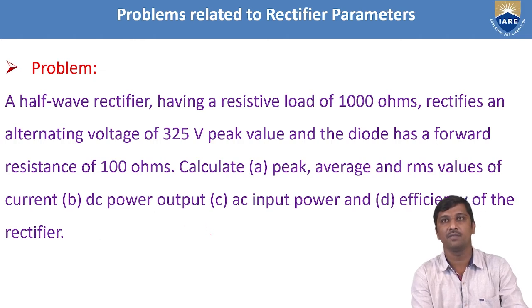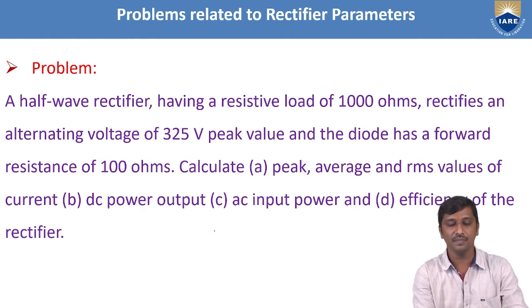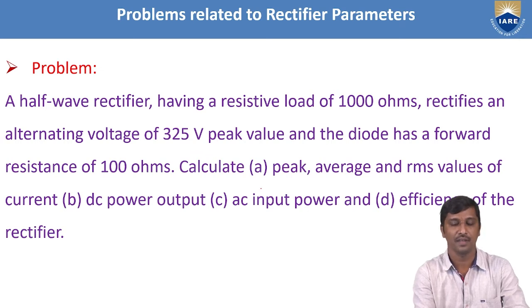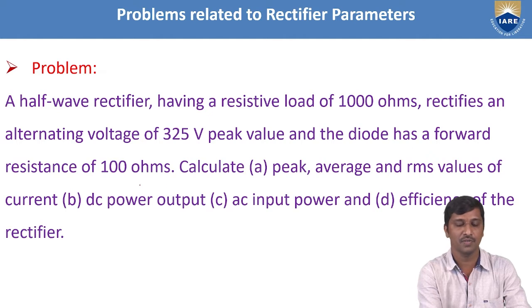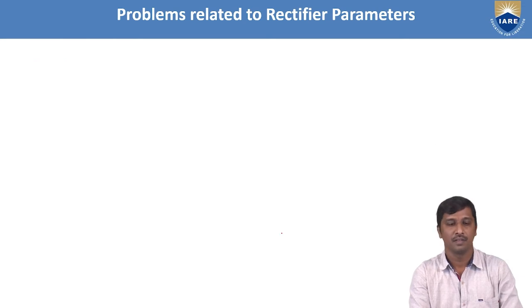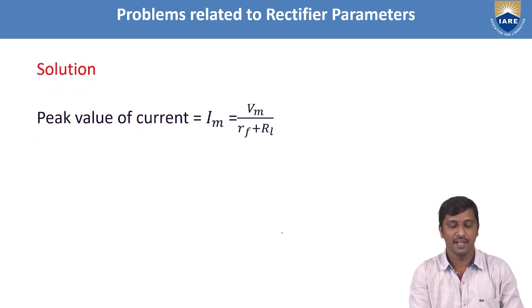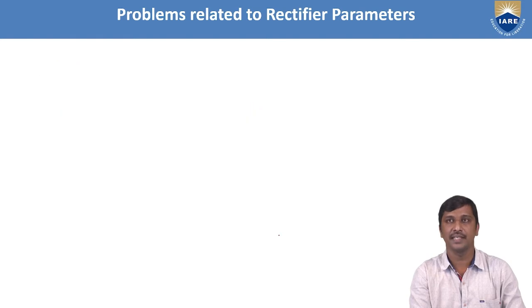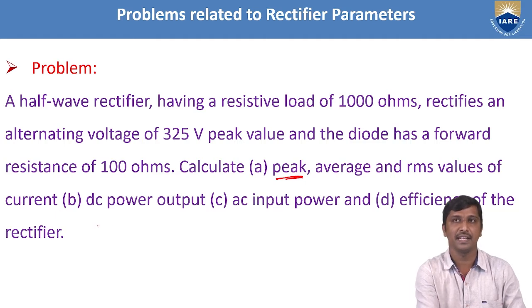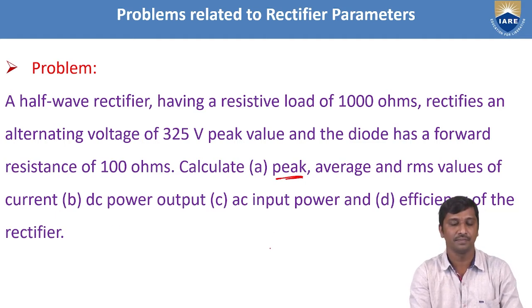First, we need to identify what the given specifications are. Here they have given a resistive load of 1000 ohms, which means RL is 1000 ohms, and it rectifies an alternating voltage of 325 volts peak value. Then the diode has a forward resistance of 100 ohms, which means RF is 100 ohms. So first we need to identify the peak value of current. Peak current means we need to find the IM value here.